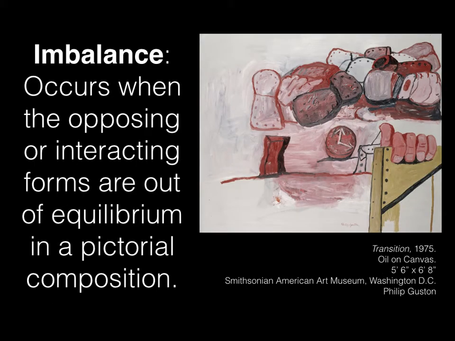All right, now let's talk about imbalance. Imbalance occurs when the opposing or interacting forms are out of equilibrium in a pictorial composition. In this piece on the right by Philip Guston called Transition, there are multiple examples of how the piece is imbalanced. Now, imbalance does not necessarily mean a bad thing. In this piece, we see a painting on the bottom right-hand corner with a hand on it that also looks a little bit like a guillotine to me, but that's okay.